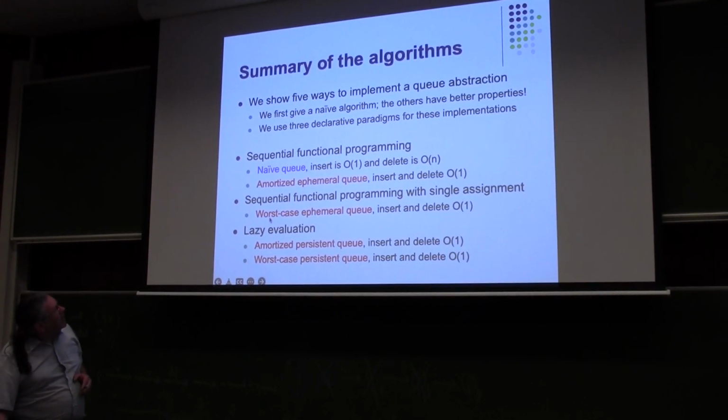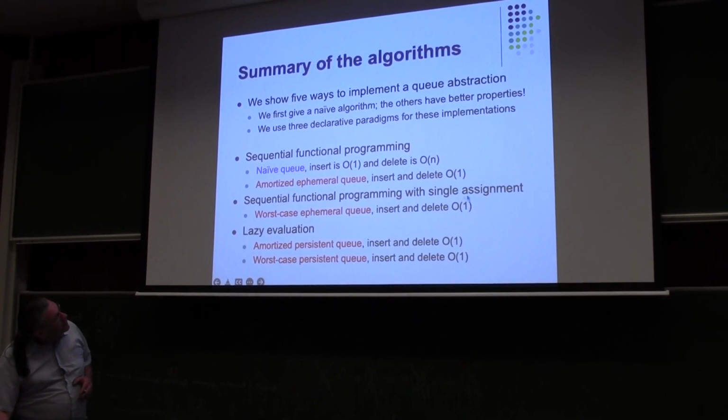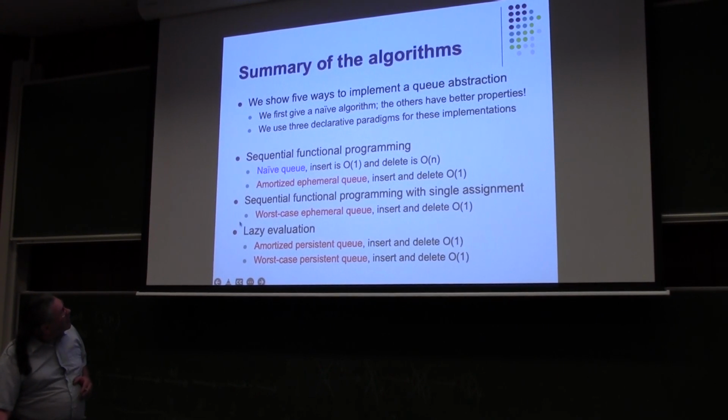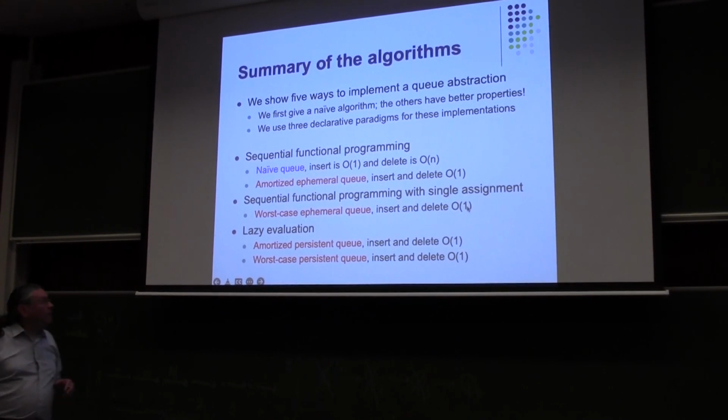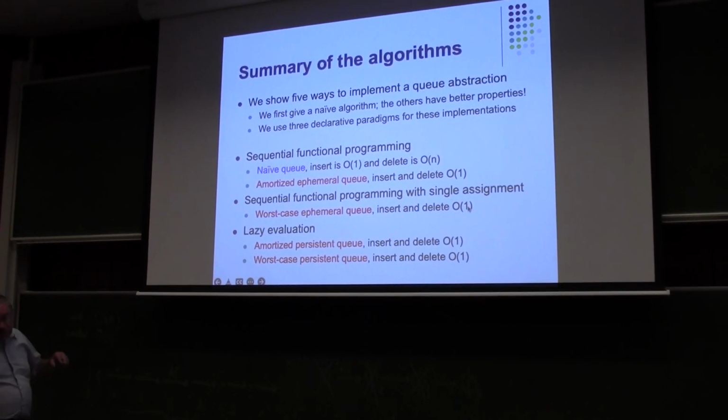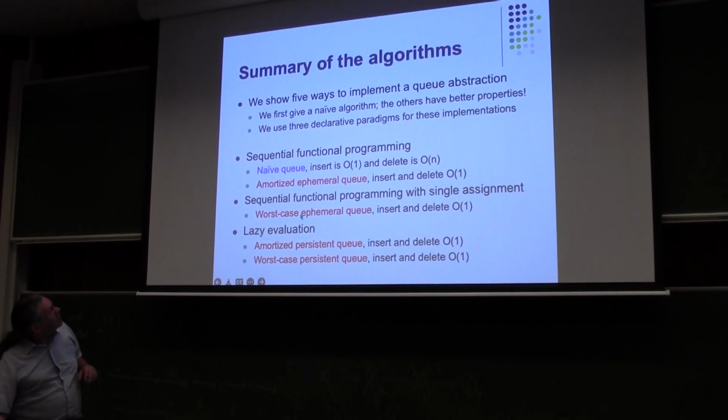But what I really want is worst case constant time. And in order to do that, I need to use single assignment variables. If I do that, I can show you a worst case constant time, where insert and delete are constant. But both of these are ephemeral.